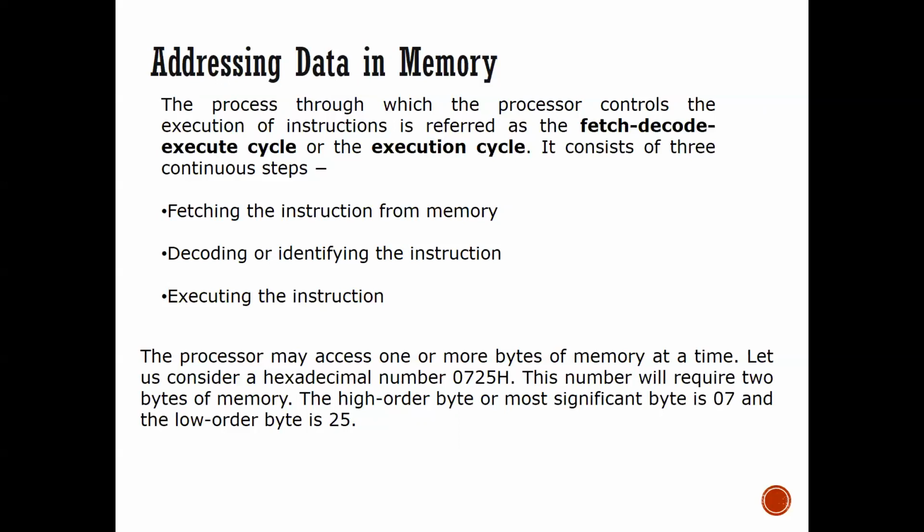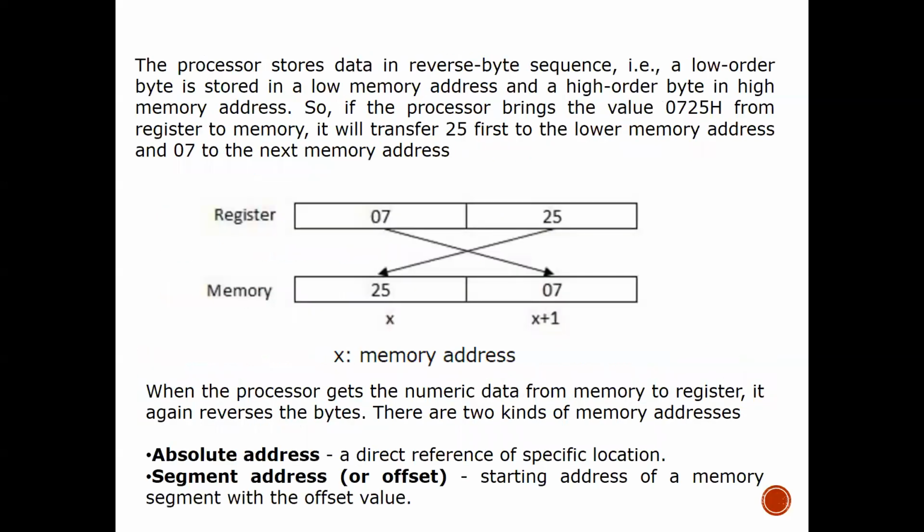You must remember, after 10, we will start with A for the hexadecimal. Okay, the processor stores data in reverse byte sequence. Low order byte is stored in low memory address and high order byte in high memory address. So, if the processor brings the value 0725H from register to memory, it will transfer 25 first to the lower memory address and 07 to the next memory address.